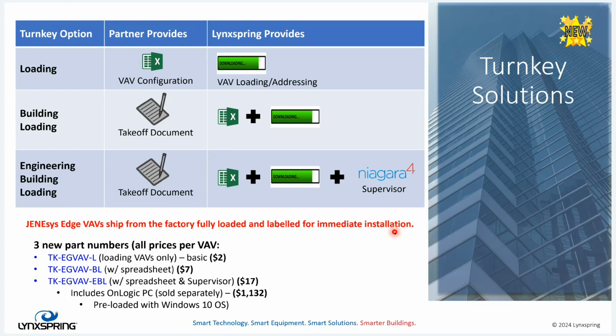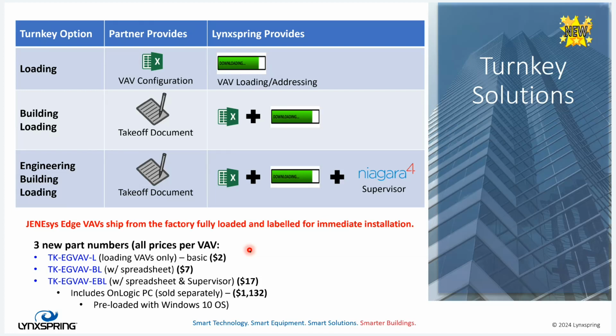Okay. And that's for only $2 extra per VAV. So think about it: if you've been getting these VAVs and taking the time to set all the IPs, that should represent a significant time savings for you.